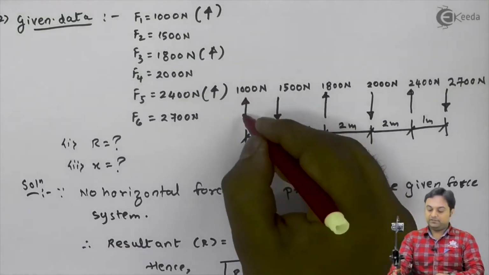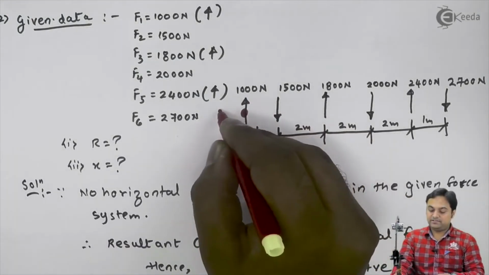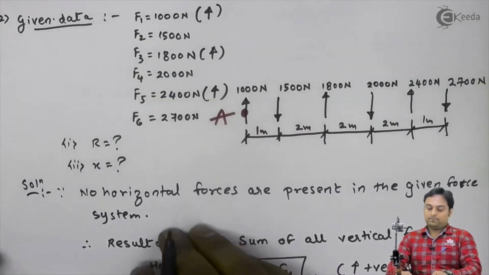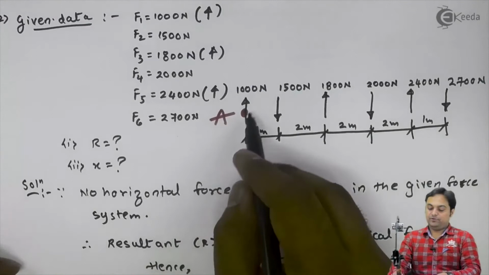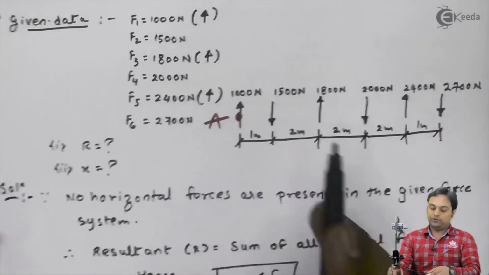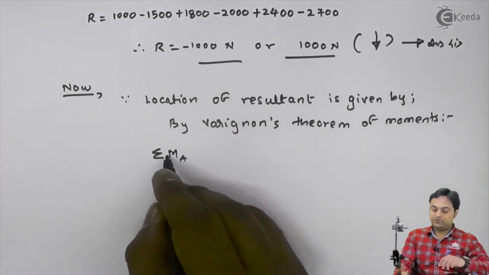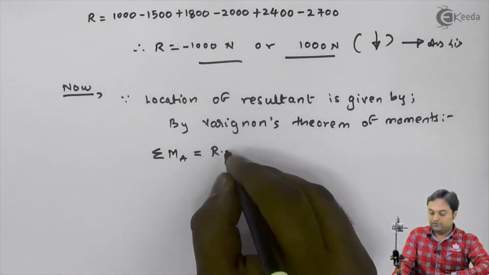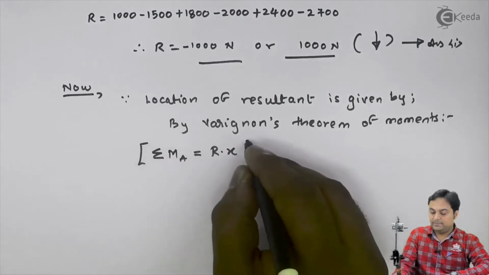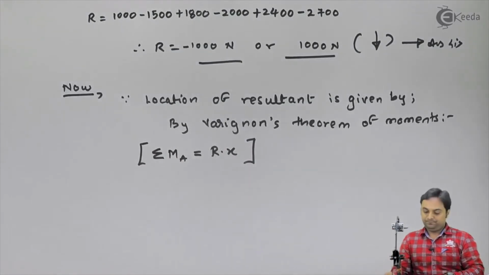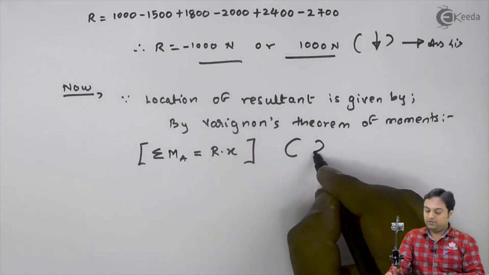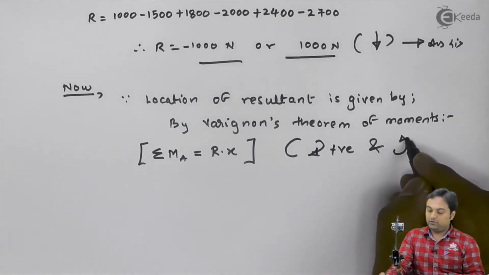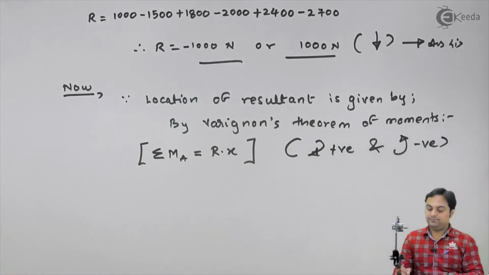So I'll say that 1000 Newton, here I'll mark it as point A. So summation of moments of all forces about point A will be equal to the moment of resultant, that is capital R into X. Here we will be considering all clockwise moments as positive and all anti-clockwise moments as negative.